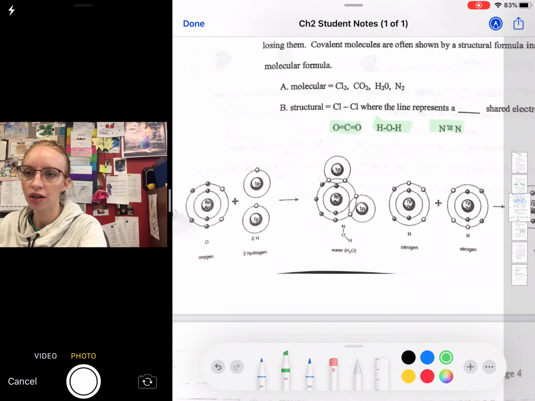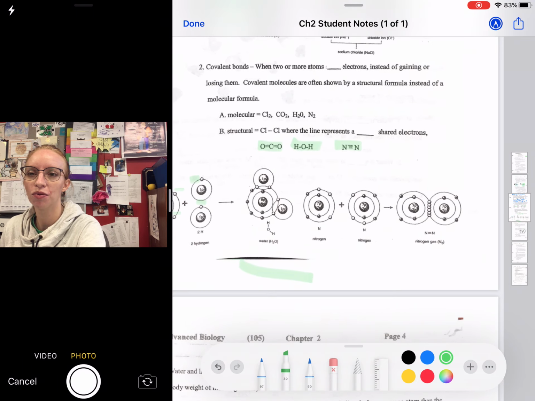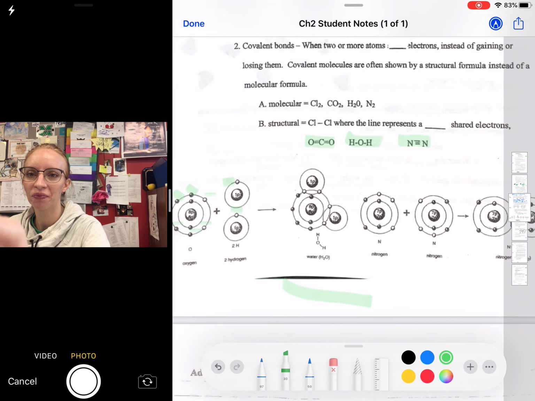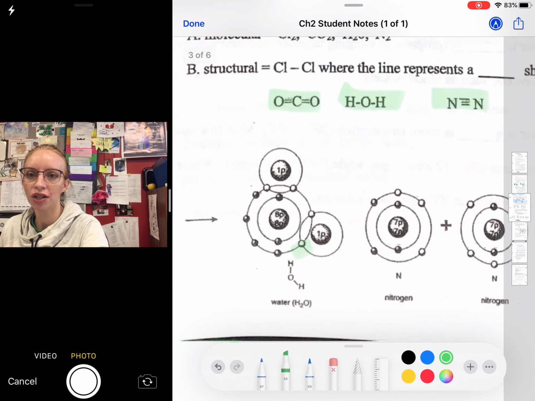So here, oxygen has 1, 2, 3, 4, 5, 6 electrons in its outer shell. Each hydrogen only has 1. So if hydrogen wants to be full and happy in its single shell, it's going to need a second electron, and oxygen needs 2 to make it happy. So here's your picture of water, where each hydrogen now has 2 in its outer shell, and oxygen has 8 total.